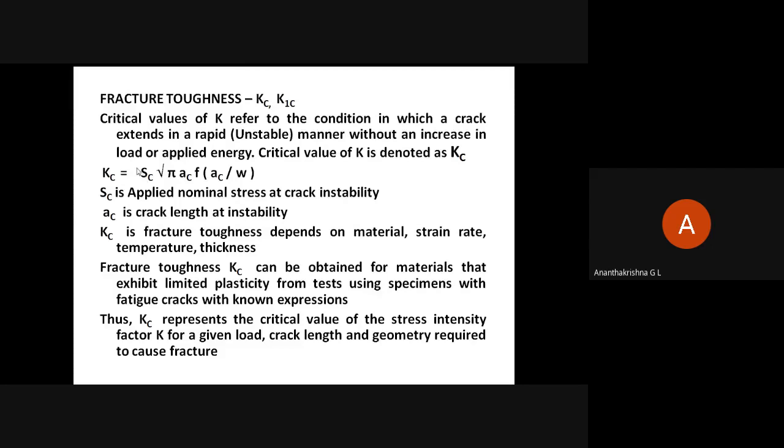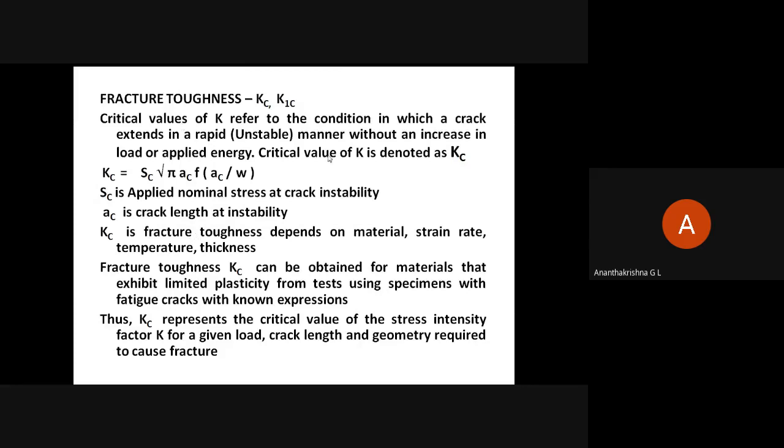It is like the true stress and true strain that we learned. For true stress, what is the area that we consider? It is load by instantaneous area of cross section, correct? Similarly here, we take the instantaneous crack length at instability, a_C. And this is the nominal stress at failure. Okay, so that way we can take. So K_C is fracture toughness, and depends on material, strain rate, temperature, and thickness.